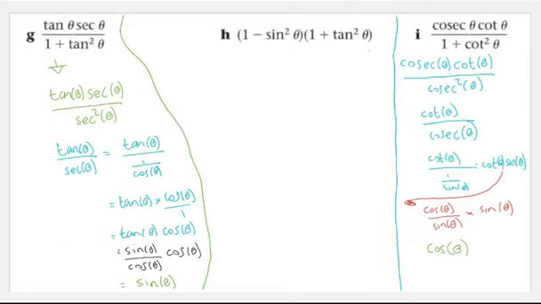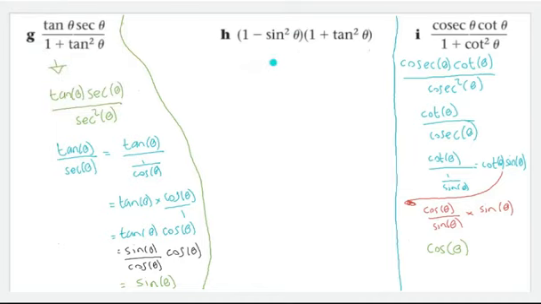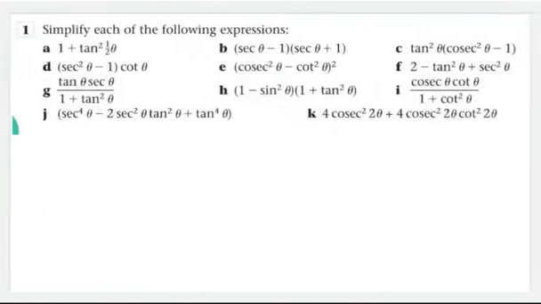Lovely stuff. And then we'll finish the last one. I'll go through this one really quickly, as I realized the time. So 1 minus sine squared theta is cos squared theta, using identities from before: sine squared theta plus cos squared theta is 1. And 1 plus tan squared theta is sec squared theta. Cos squared theta multiplied by sec squared is 1 over cos squared times cos squared, so that's just 1.